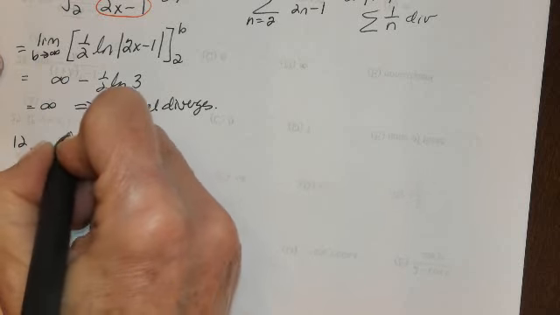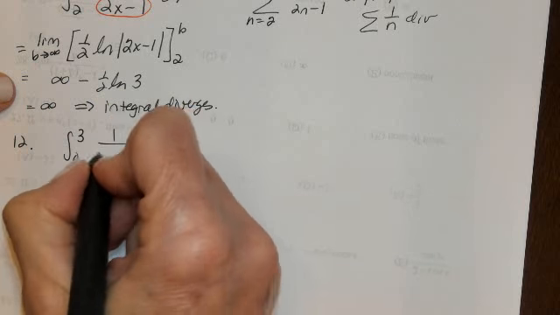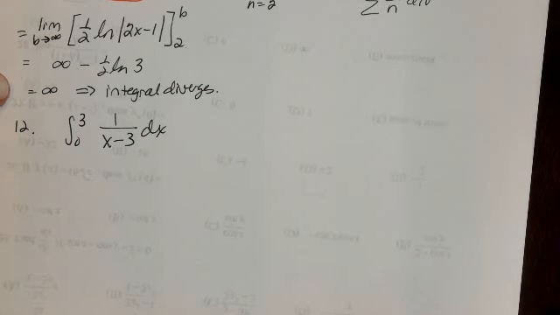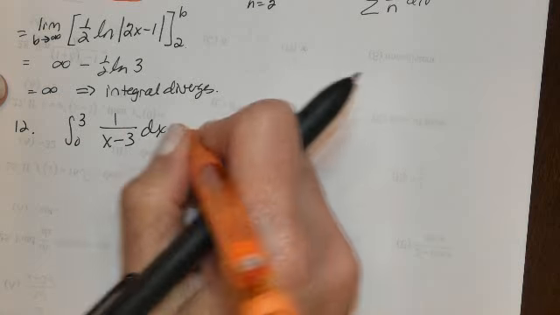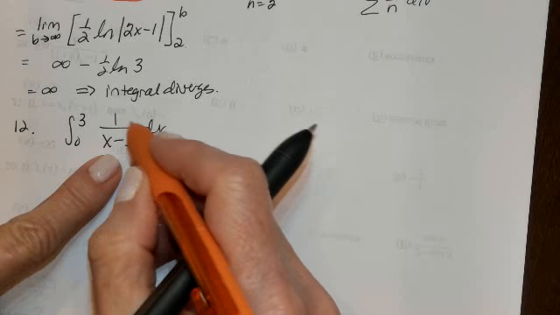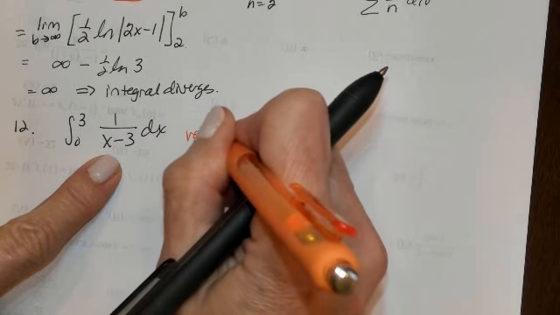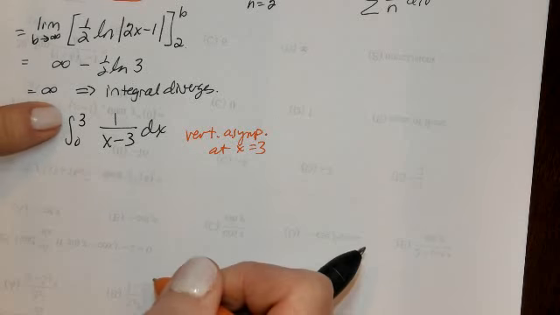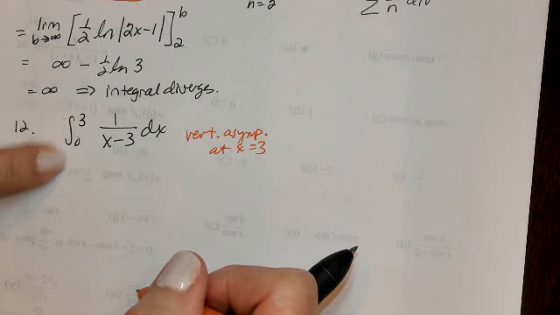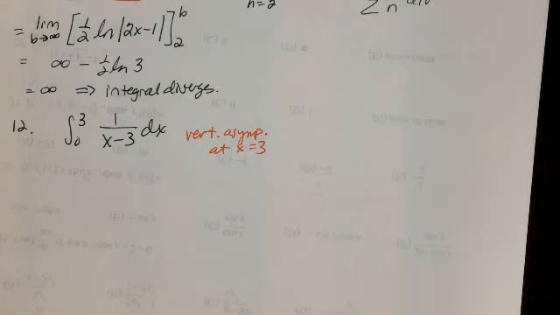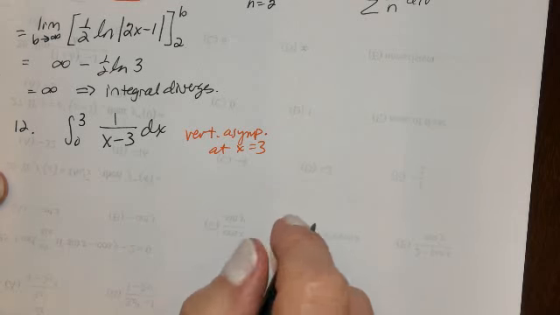Number 12, integral 0 to 3 of 1 over x minus 3. This looks so simple. Why do I have it here? Well, I have this here because the graph of this function has a vertical asymptote at x equals 3, and that's our boundary. So this is an improper integral, even though at first glance you may not see that. Okay? So be careful with that.